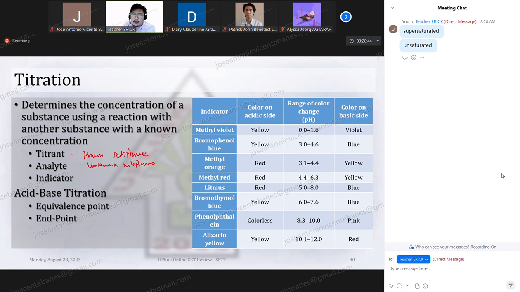But how are you going to know if the pH level is correct? Then you're going to use what you call an indicator. This is the list of indicators: methyl violet, bromophenol blue, methyl orange, methyl red, litmus, bromothymol blue, phenolphthalein, and alizarin yellow. These are the color on the acidic side, the range of pH color, and the color on the basic side.